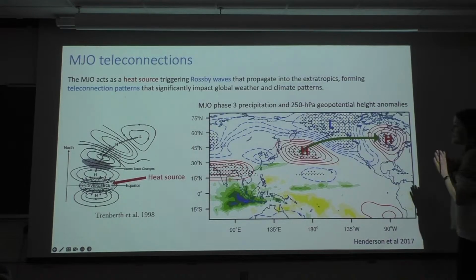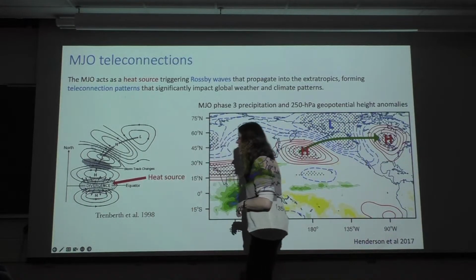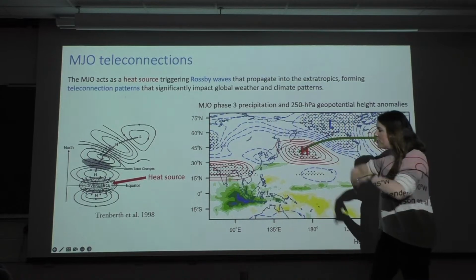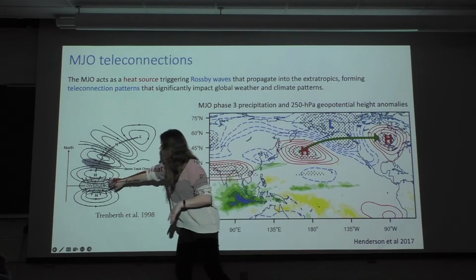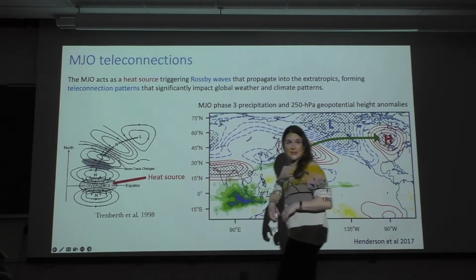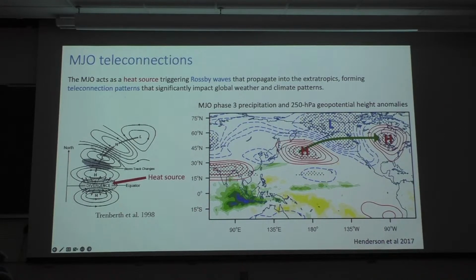So the MJO acts as a heat source, which triggers Rossby waves. You can see an idealized picture here on the left-hand side, where we have upper level divergence associated with these tropical systems that will force Rossby waves that propagate away from the tropics and significantly impact the extratropics.